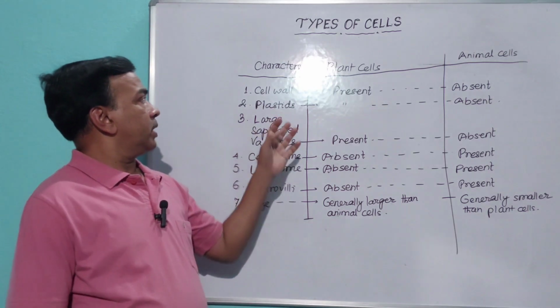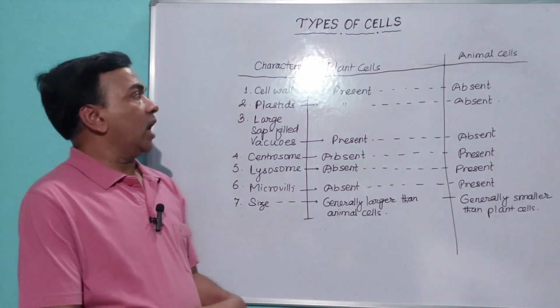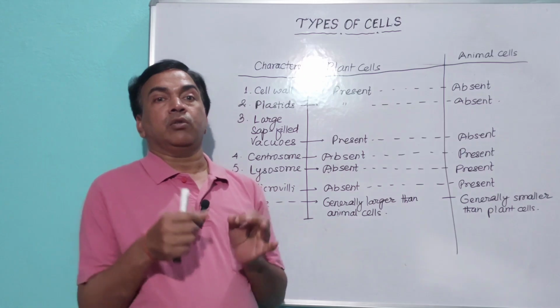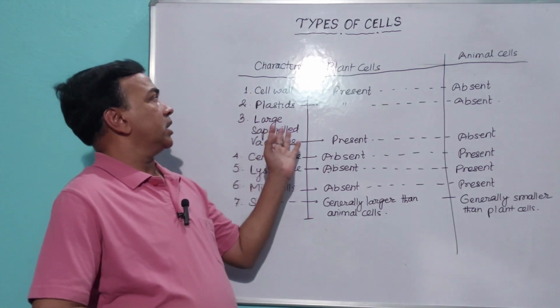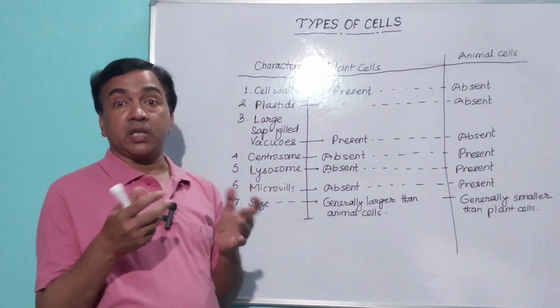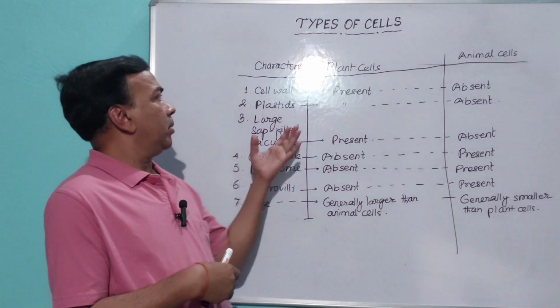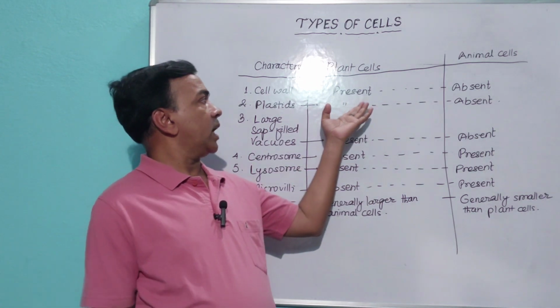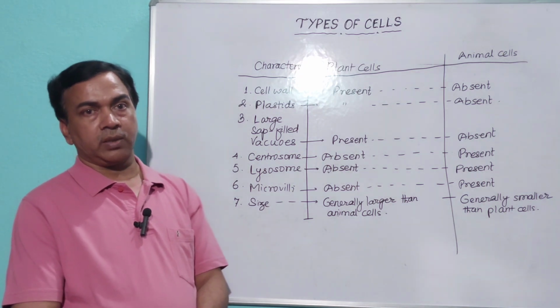The second one is plastids. Plastids are of three types: chloroplast, leucoplast and chromoplast. So all the three types of plastids have their particular functions. These plastids are present in plant cells but absent in animal cells.